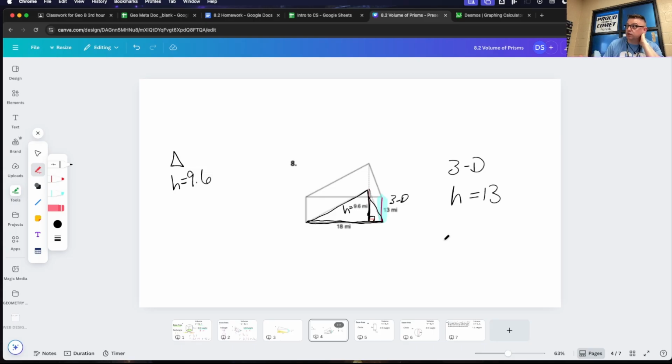Did I clear that question up for you, Allison? Yeah, I think so. Okay. So then if we were to do this, base times height divided by 2, I would do 9.6 times 18, cut it in half. And then the volume would be that area times it by 13.